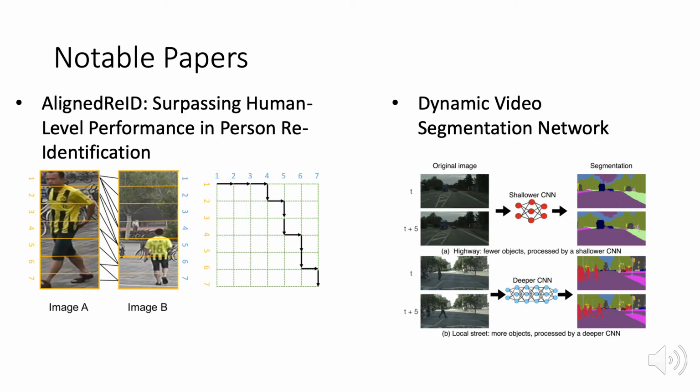Next, we will be moving on to my contributions during the semester. My first contributions came in the form of ideas that I made the team aware of through my reading of many research papers. Of these research papers, here are the most notable. First, Aligned Re-ID, Surpassing Human-Level Performance in Person Re-Identification. This paper presents a novel way for performing person re-identification that was so accurate when trained on the Market 1501 dataset that it scored higher than humans for re-identification accuracy.